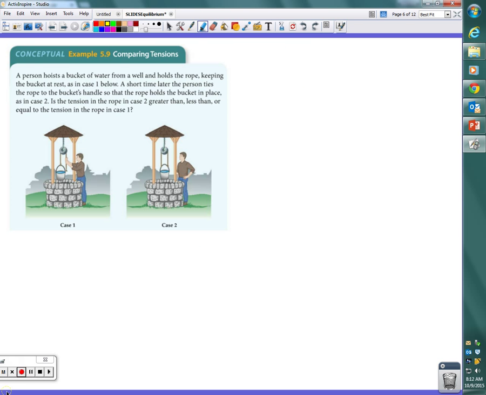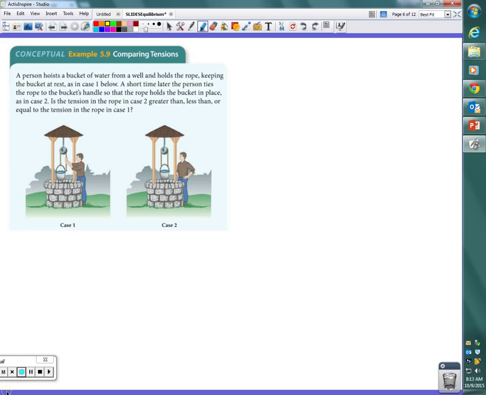In your packet, you have this example right here. The picture should look familiar. It was on your test the other day, or at least one part of it was there. It said, a person hoists a bucket of water from a well, holds a rope, keeping the bucket at rest, as in case 1. A short time later, the person ties the rope to the bucket's handle so that the rope holds the bucket in place, as in case 2. Is the tension in the rope in case 2 greater than, less than, or equal to the tension in the rope in case 1? We said tension is just a fancy name for force.